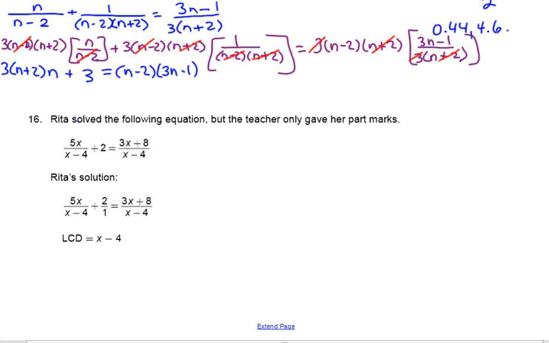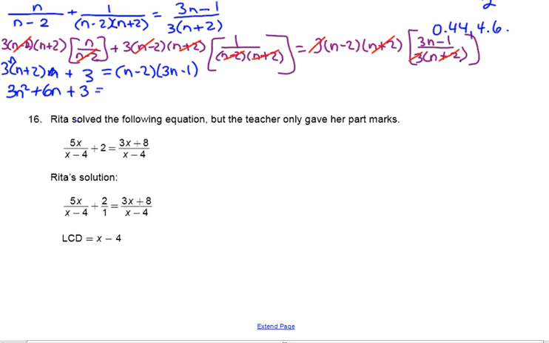Do you know what it is? You got it? So 3n times n, 3n squared, 3n times 2, 6n. This is actually 3n. I'm going to put the n in front instead, because it's ugly in the back. Plus 3 equals, now we got to FOIL this out.